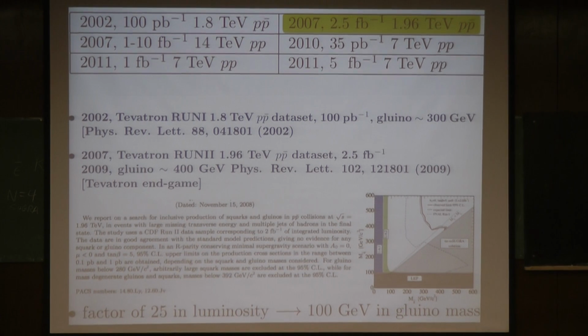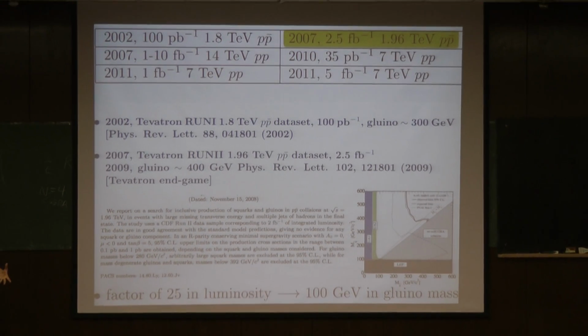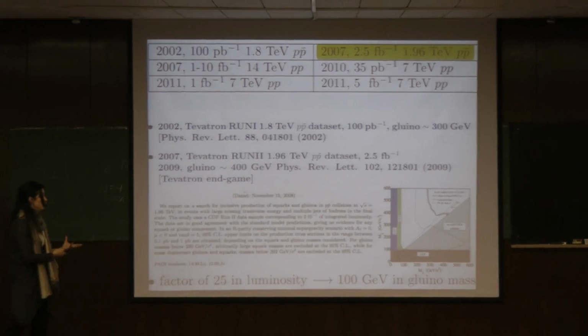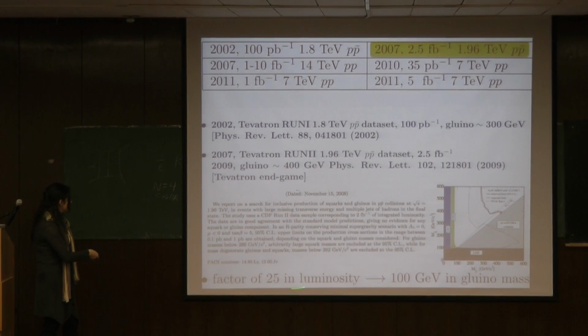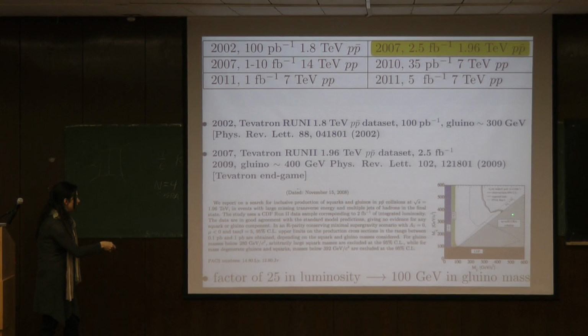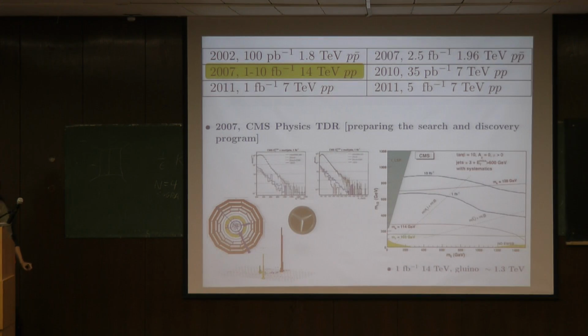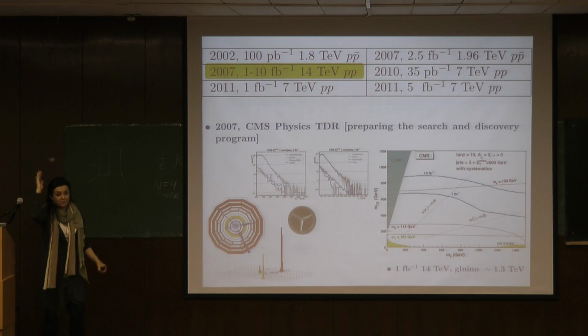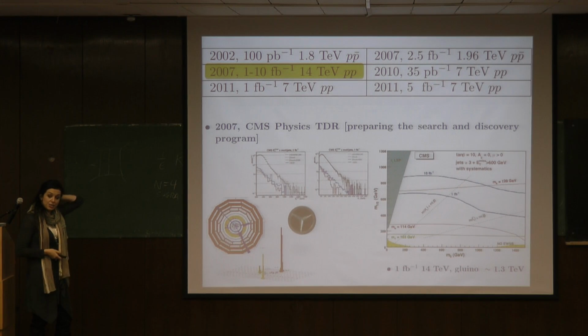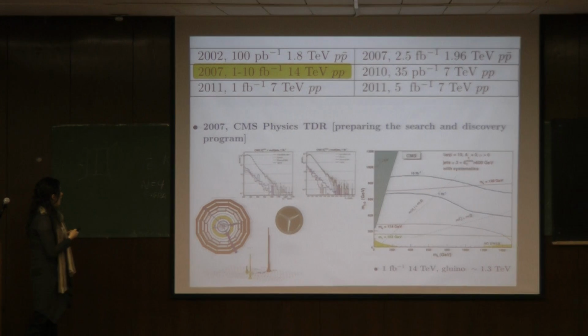It means you have to build a different machine. It means you have to build a higher energy machine. More data doesn't do you good. So a factor of 25 in luminosity gave you only 100 GeV in gluino mass from the Tevatron. This is what we inherited, 400 GeV. 400 GeV with their 10 inverse femtobarn of data, it doesn't matter, they analyzed only up to 2.7.